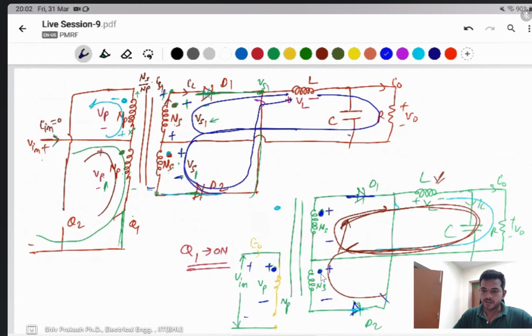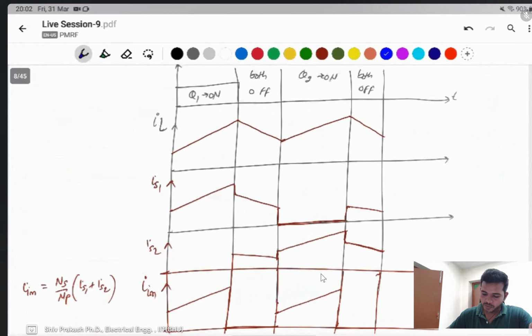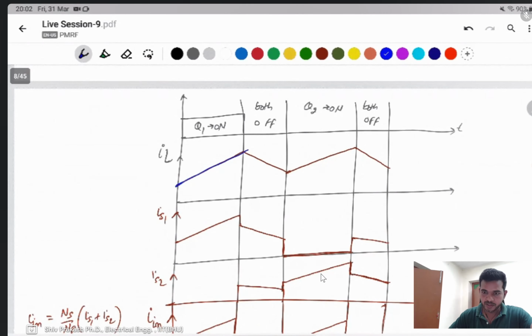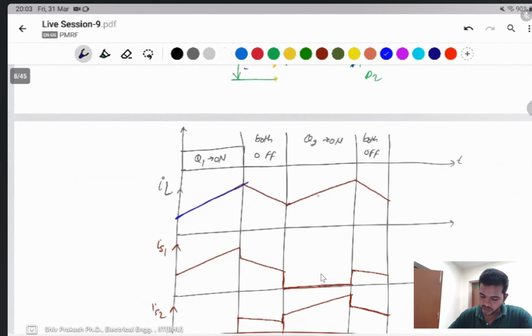Yes, sir. It will make a difference because of the inductor also. I have an output inductor. Now, if you apply this during the D1 time, if Q1 is on and the number of turns is different, then this voltage will be more than this one. If this voltage is more, it means the current will also be more.